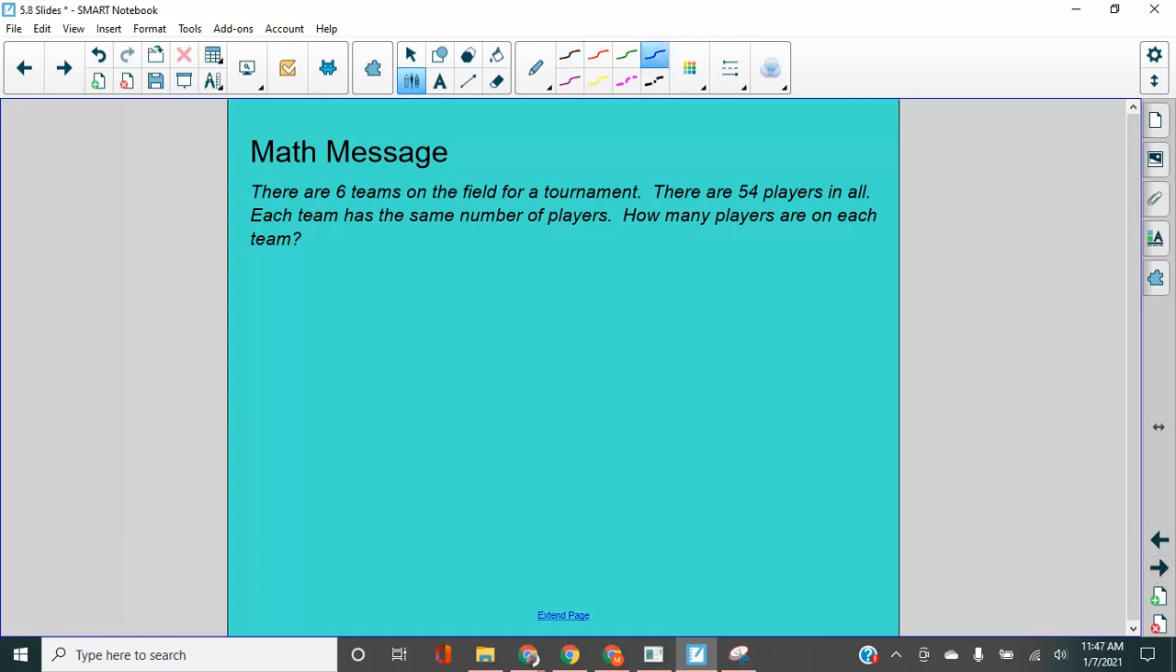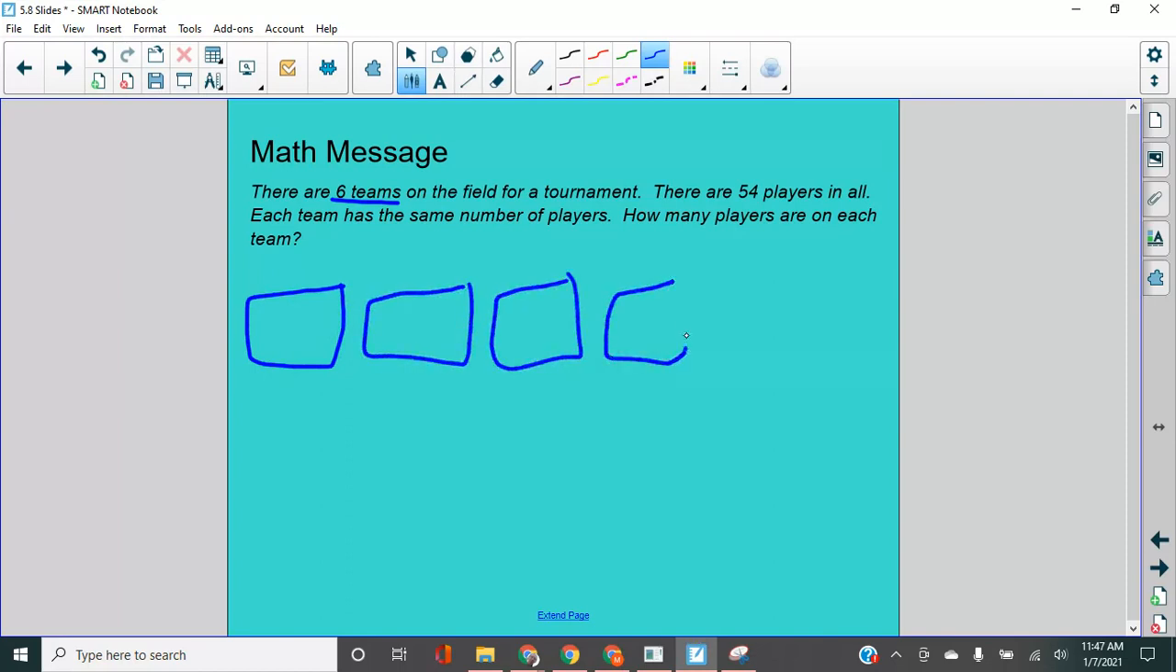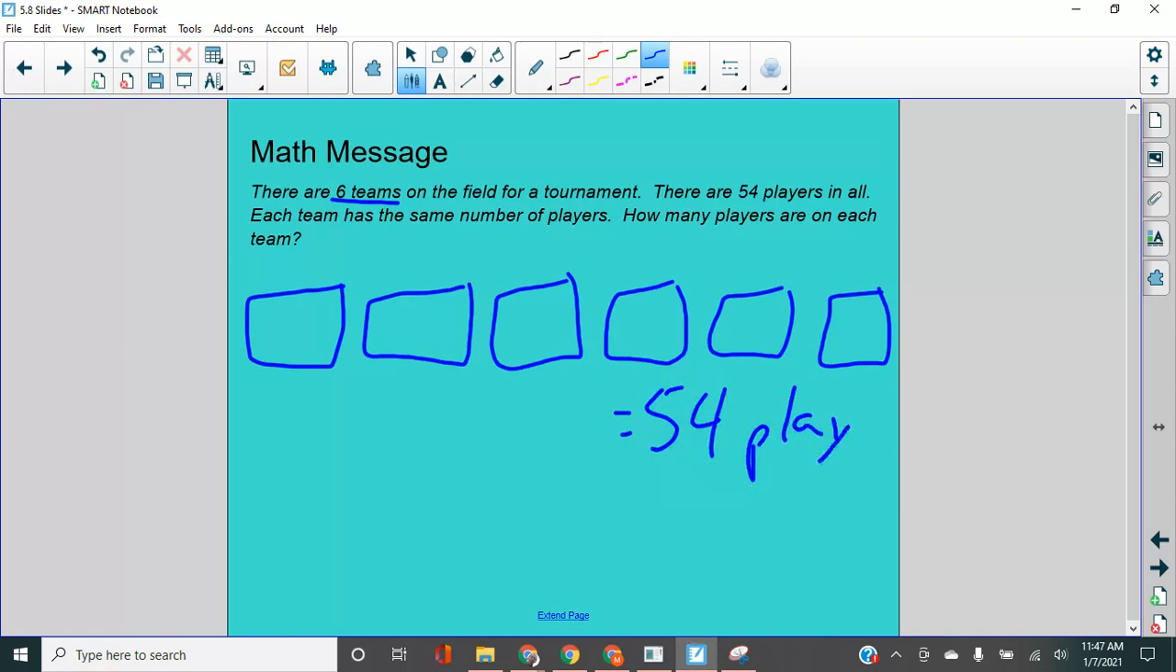All right, we always start with some kind of visual here to represent that. Now, I don't want to draw all of the teams out, so I am going to draw 6 boxes here that are going to represent the teams. So there's 6 of them, and I know that there are 54 players. But what I am trying to do is to figure out how many players are on each team. What do you think I could do or think about?